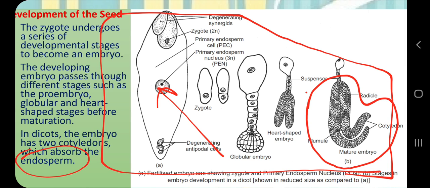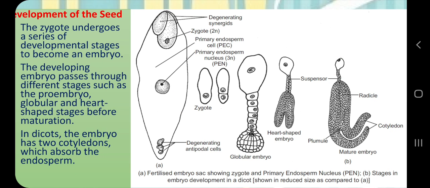So after the process of fertilization, we can find two types of seeds: monocot seeds and dicot seeds, or simply endospermic seeds and non-endospermic seeds. What are endospermic seeds? The seeds which have plant embryo plus endosperm. Which are non-endospermic seeds? The seeds which have only plant embryo, no endosperm, because they have consumed the whole endosperm.